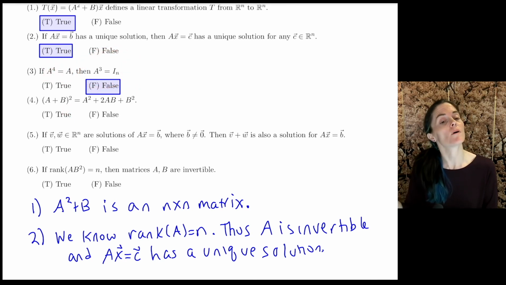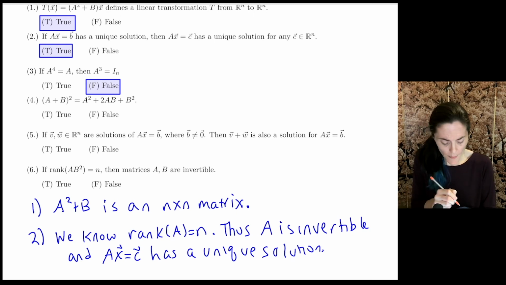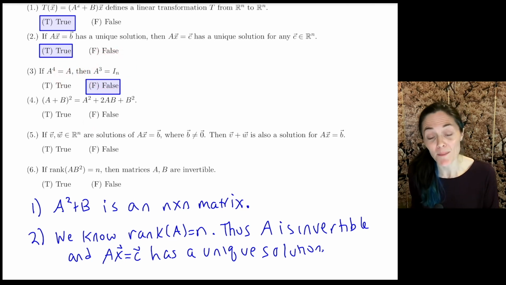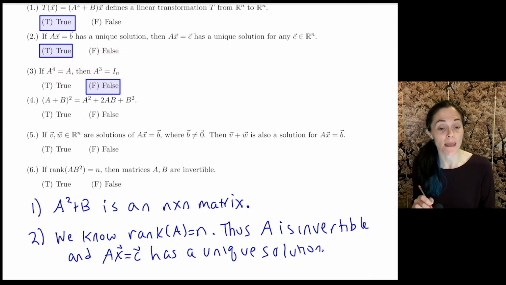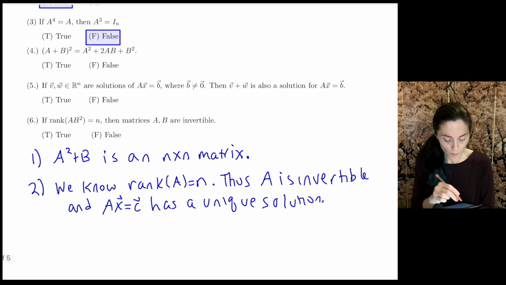If A is invertible, no problem. Multiply on both sides of this equation by A inverse, and you will get A cubed is the identity. But there is no hypothesis here that A is an invertible matrix. So what would be an example like this?